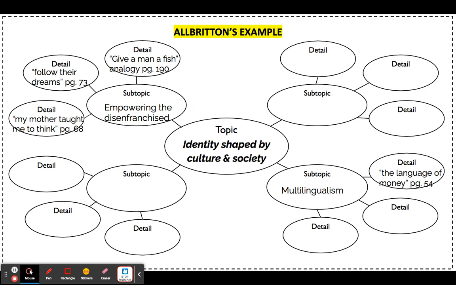So again, think about another topic. What else shapes your culture and or what else in culture and society shapes your identity? He talks about multilingualism, so I put that down as a subtopic, and then I start working on filling out those details. So think about what are the things in the book that he talks about that impacted his identity within culture and society. You're going to write those down as the subtopic, and then the details are going to be direct quotes from the text itself.